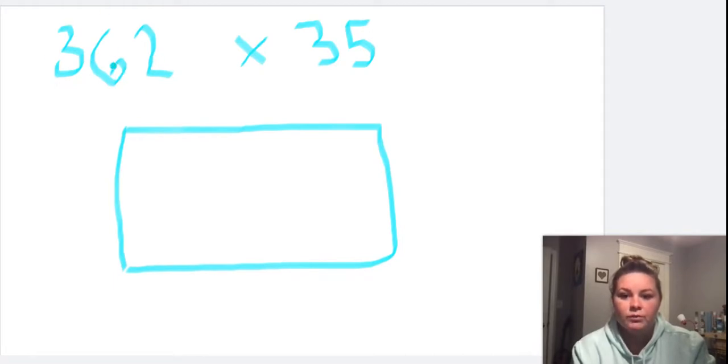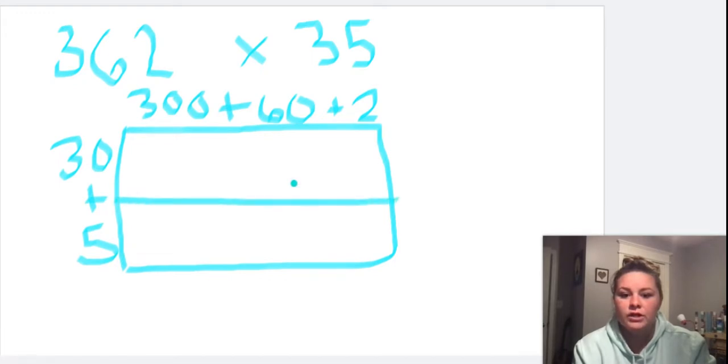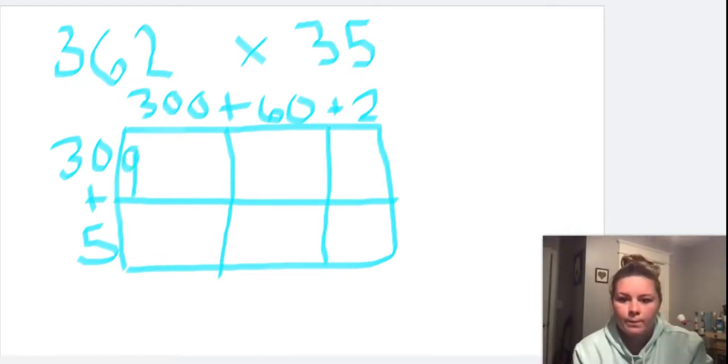So 300 plus 60 plus 2 is what I'm going to put along the top. Down the side, I'm going to do the other factor, 30 plus 5. Okay, and so I'm going to draw my lines straight across and straight down from where my plus signs are. All right, so that makes sure that my area model is divided up correctly.